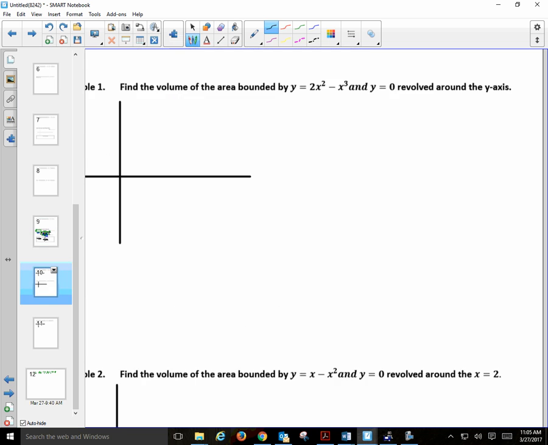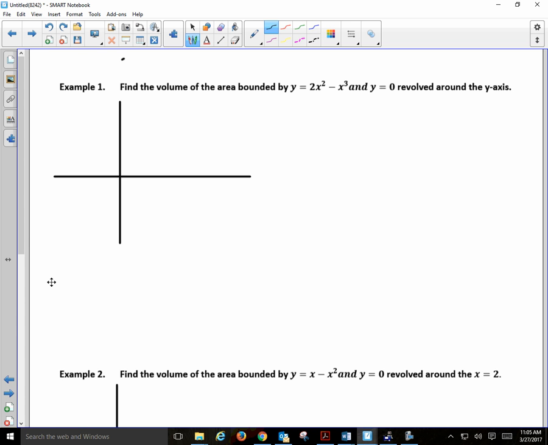Flip it over. Find the volume of the area bounded by 2x squared minus x to the third and y equals 0 revolved around the y-axis. See if we can get this done before lunch. 2x squared minus x cubed, if I factor out x squared, I get 2 minus x. So the function looks like this.